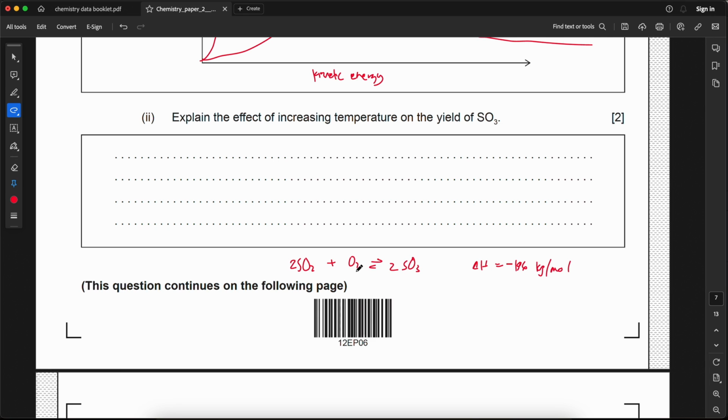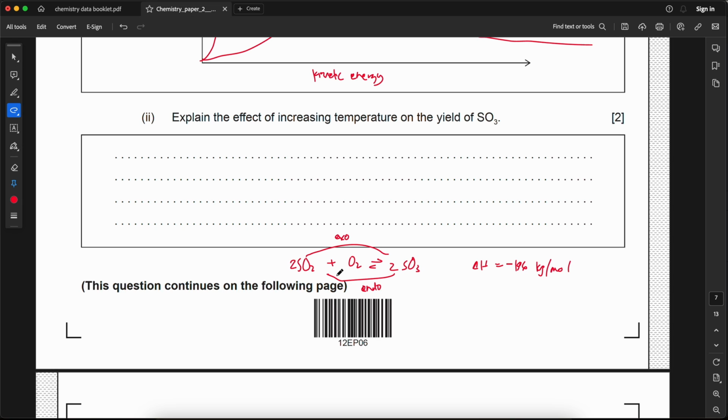Alright, so because delta H is negative here, the forward reaction will be exothermic and the reverse reaction will be endothermic. The effect of increasing temperature will cause the equilibrium to shift to the left and the yield will decrease. Because it shifts to the left, the yield will decrease because it favors the endothermic reaction when you increase the temperature.